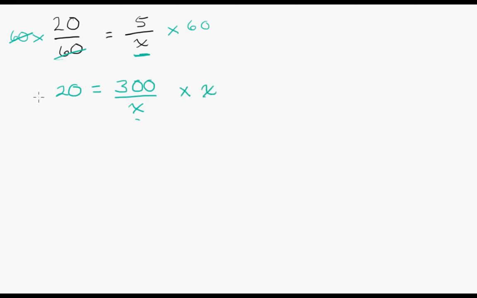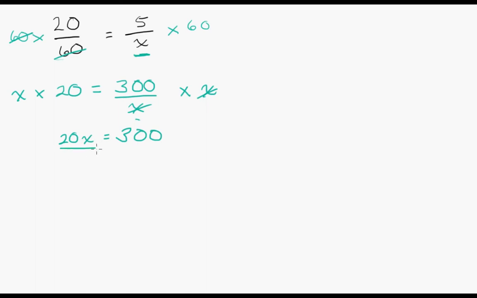Now if you'll notice, our x variable is still down here, so we're going to multiply this side of the equation by x and the left side by x as well. So 20 times x simply gives us 20x, and 300 times x divided by x is just 300. Now we've successfully removed our variable from the bottom of this fraction, and it's now over here.